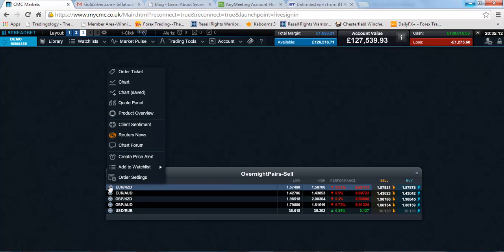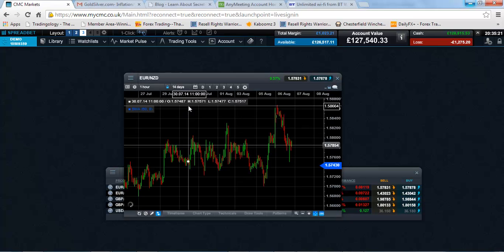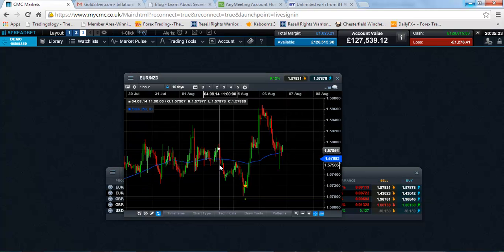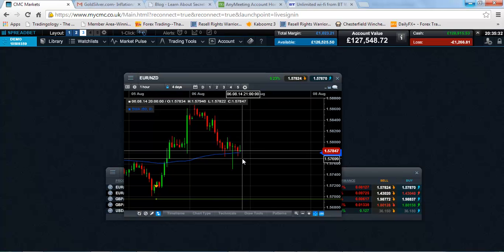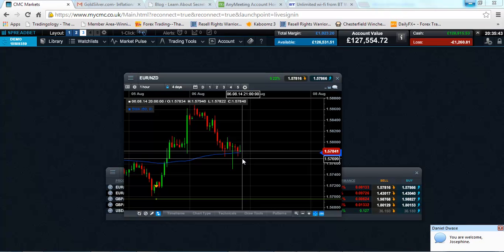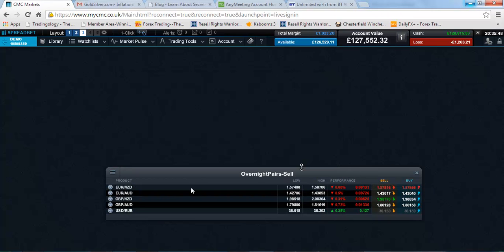So obviously with Euro New Zealand, I'll click on chart. And with this one, I cannot enter because the price bars are on top of the 60 SMA and it looks like it's going sideways. So I will wait for it to break the 60 SMA and come down before I go in for sell. So I will not enter this trade, so I will sit out. Now let's try Euro AUD.